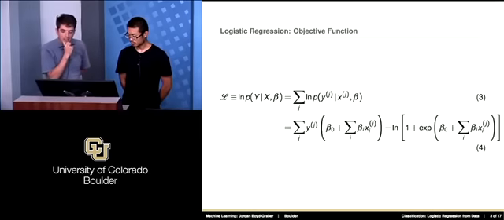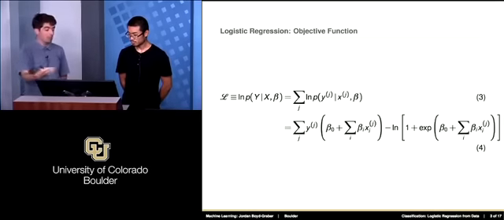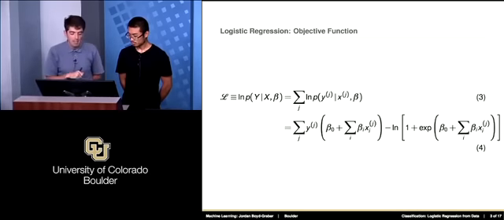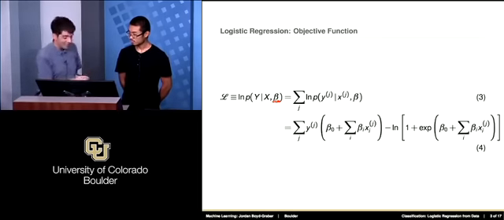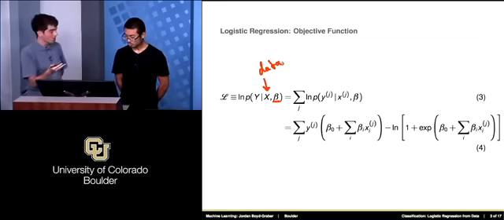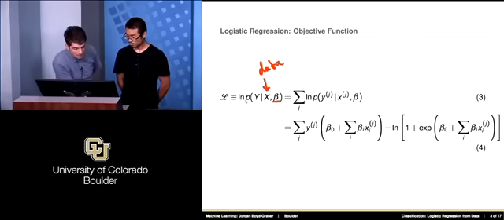Okay, so to do this, we need to talk about the objective function for logistic regression. The objective function is what we're trying to maximize. And the objective function is a function of your weights for logistic regression and your data. And we want this number to be as large as possible. This number represents the probability of our labels given our data.